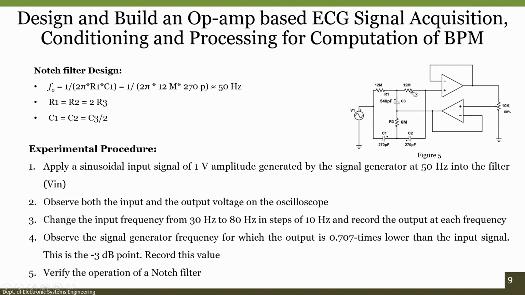Now, if you want to perform the experiment, what you have to do is apply the 1 volt amplitude generated by the signal generator at 50 hertz into the filter, and observe the input and output voltages on the oscilloscope. Then we can change the frequency from 30 hertz to 80 hertz in steps of 10 hertz and record the output at each frequency. What we want is that 50 hertz should not pass through the filter, and the remaining frequencies can pass through. We can observe the signal generator frequency for which the output is again 0.707 times the input signal, or you can say it is the minus 3 dB point, and finally we can verify the operation of a notch filter. This is how the filters are designed.